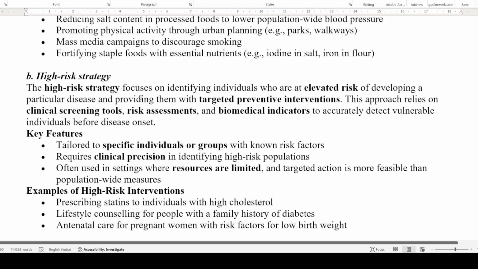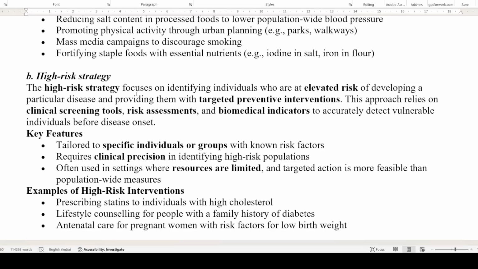Then we come to high risk strategy. High risk strategy focuses on individuals who are at elevated risk. Means we have identified certain individuals who are at risk of developing certain types of diseases. So we are providing targeted preventive interventions to them. This requires screening, assessments, biomedical indicators, and various tests, so that we can bifurcate and have that group identified.